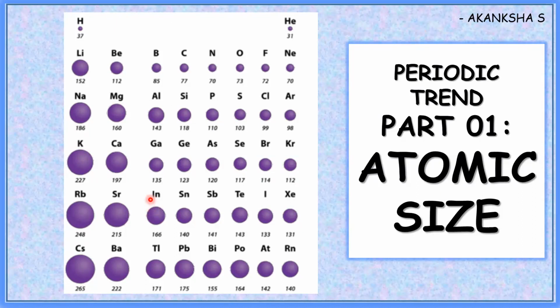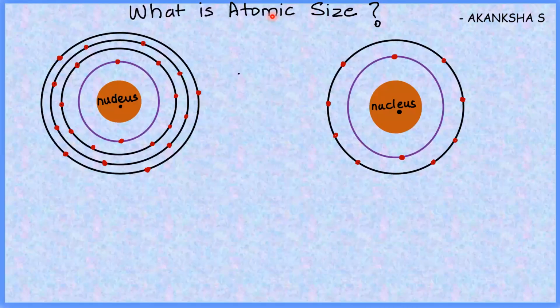We are going to study the reason what causes this particular difference, and whether there is a trend or a pattern that we can affirm. First of all, let's try to understand what is atomic size or atomic radius.